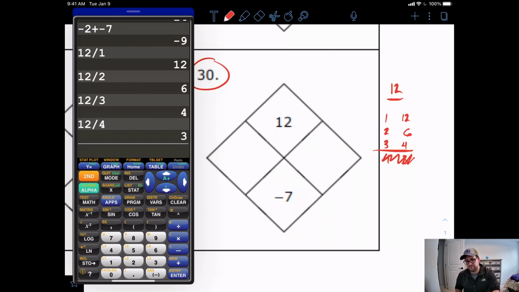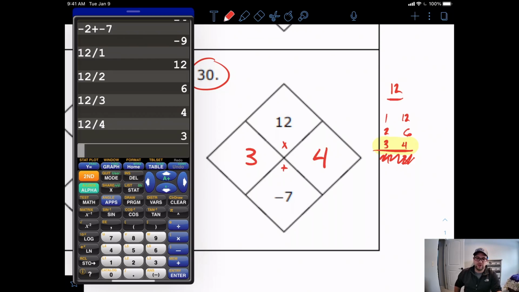Our list just flip-flops, so we get a stop. Now, all of these numbers are going to multiply to give us 12, but none of them are going to add to give us -7. The closest we can get are 3 and 4, because 3 and 4 would give us a positive 7.